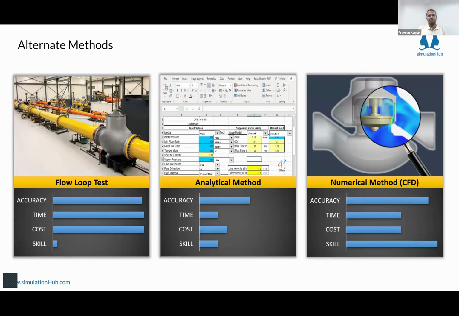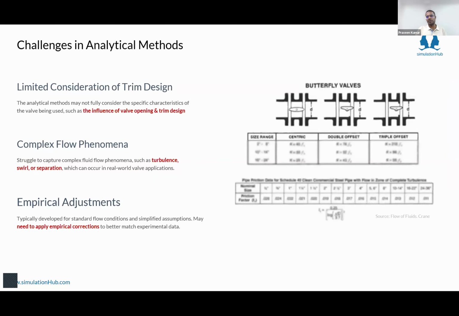So what are the alternate methods to the flow loop test? One is analytical and the other is numerical. With analytical, the accuracy is low, but the time, cost, and skills required are comparatively beneficial. On the other hand, with numerical methods the accuracy is very close to a flow loop test, but compared to analytical, there are some challenges in time. So we'll see the challenges in each method. The challenge of the analytical method is that, as you already know, it uses empirical relations, and it doesn't account for very minute details of your design.